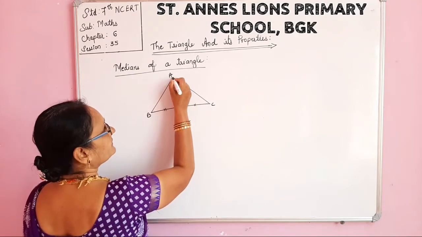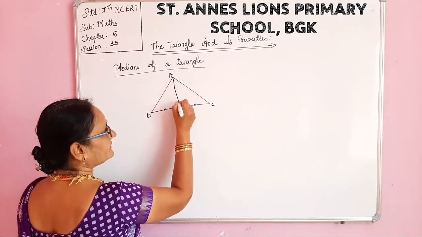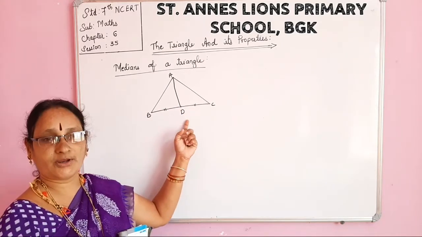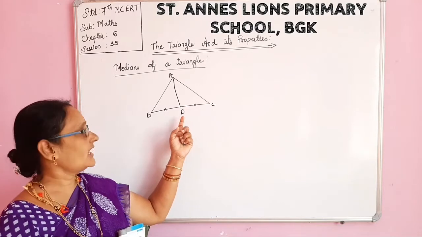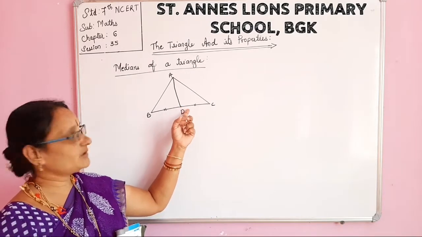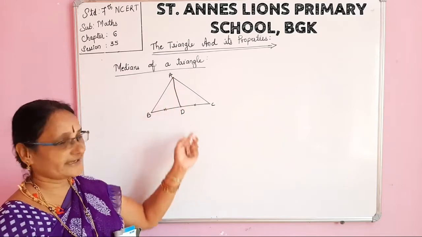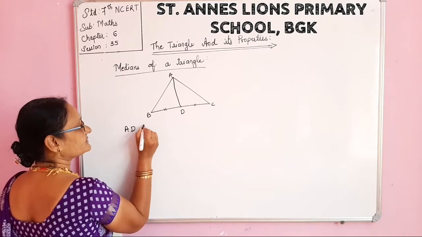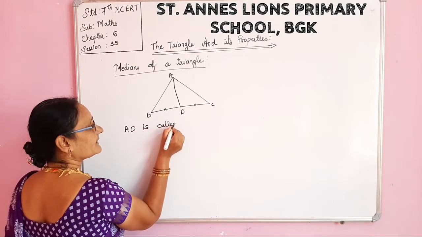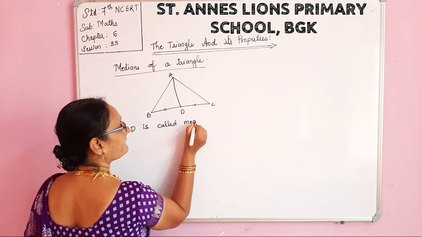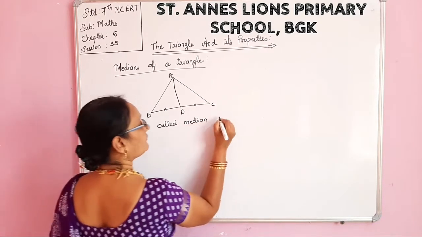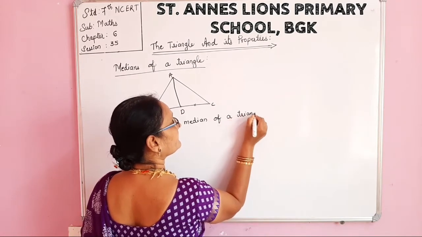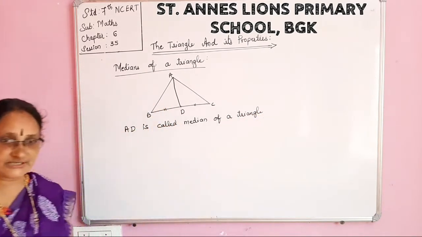So when we join the vertex A and D, when we join the opposite vertex of this midpoint D, AD is called a median of a triangle. I hope you understood what I am saying.